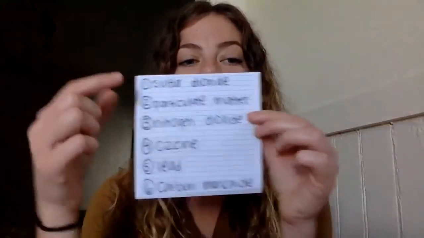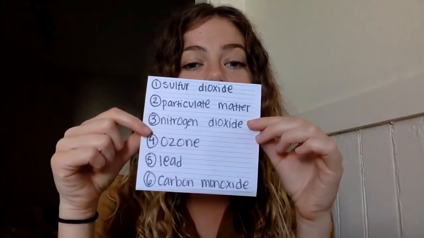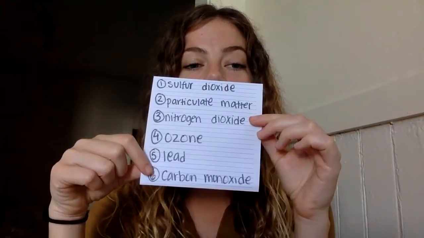Based on the National Ambient Air Quality Standards from the EPA, there are 6 common air pollutants, and exposure to these substances can cause health effects, environmental effects, and property damage. The 6 criteria pollutants are sulfur dioxide, particulate matter, nitrogen dioxide, ozone, lead, and carbon monoxide.